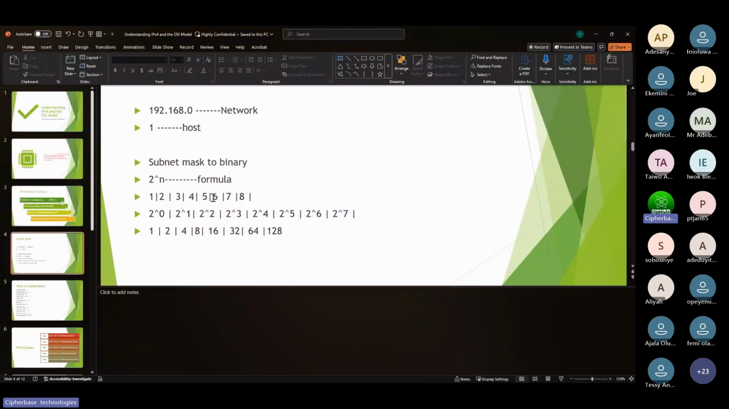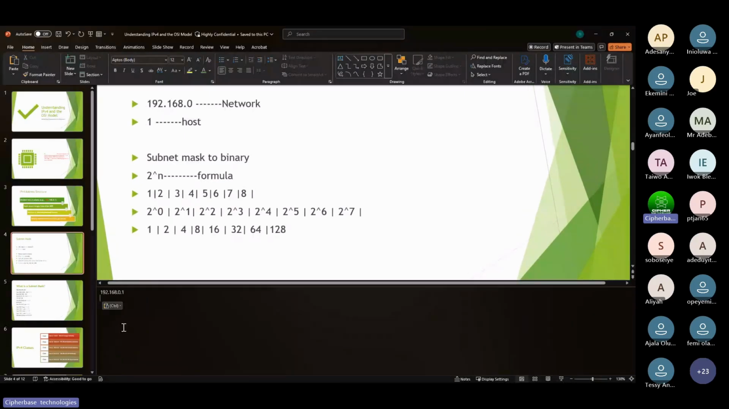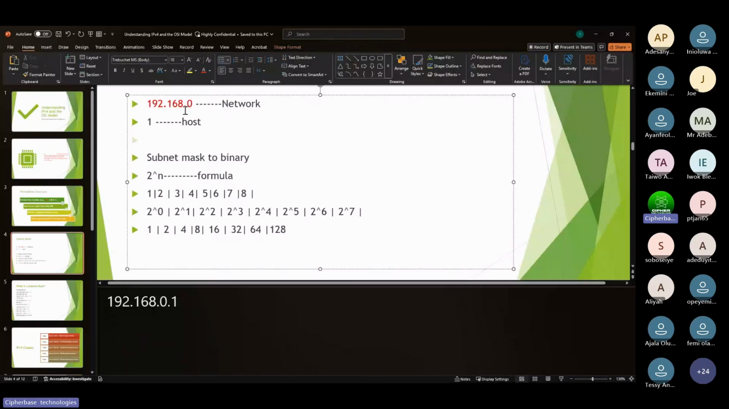Of course, 192.168.0 is network. That's the network part of this IP. We understand that we have this whole IPv4. So we have 4: 1, 2, 3, 4. The first 3 are for the network. This first 3, as you can see here, is for network, and the last one is host.